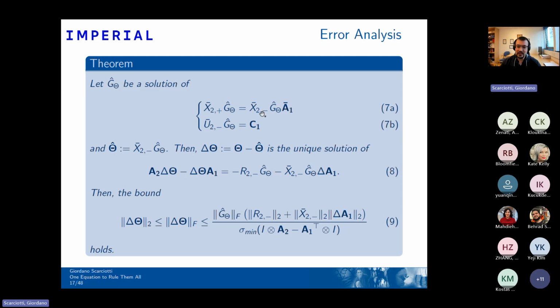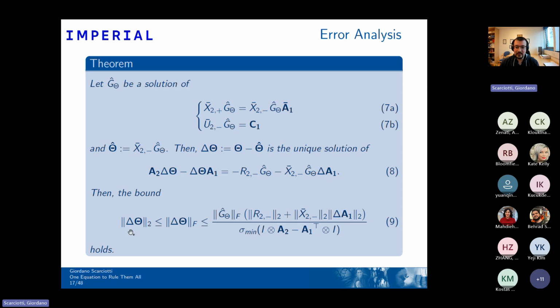This is not the case for the error on the G, because if you compute the error on the G, so the difference between G theta and hat G theta, that error is not unique because G theta is not unique. But the delta theta error is unique because it satisfies a Sylvester equation, and the Sylvester equation has a unique solution if A1 and A2 have no common eigenvalues, as we assumed at the very beginning to have a well-defined solution. So the error is unique, and then we can use the Sylvester equation to bound the error, to compute a bound by simply using norm properties.